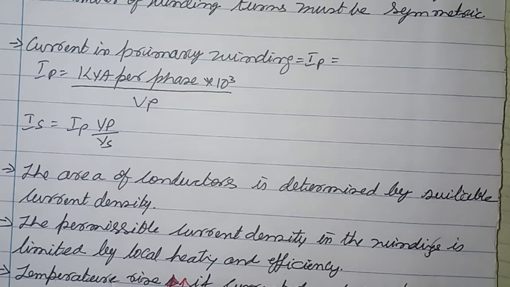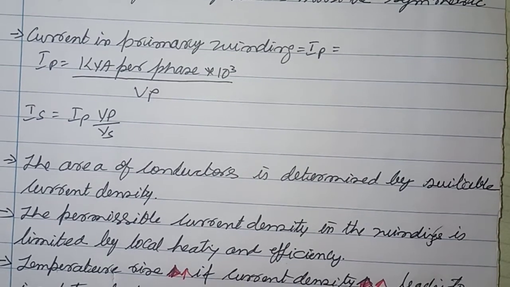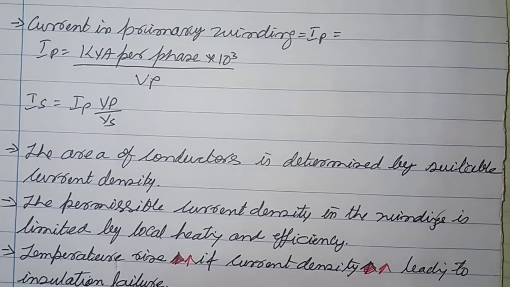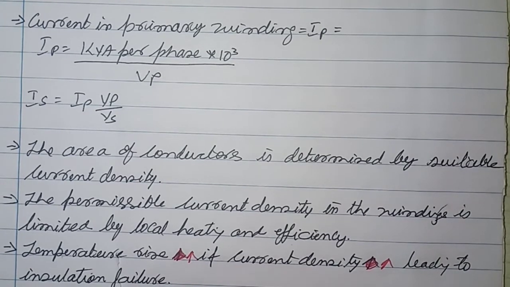The local heating, and the efficiency, that is, when I say efficiency, it will be due to the losses. Next we have the temperature rise. If the temperature rise is more, what does that mean? It is possible when we have high current density. So at higher current density, the temperature rise will be more.